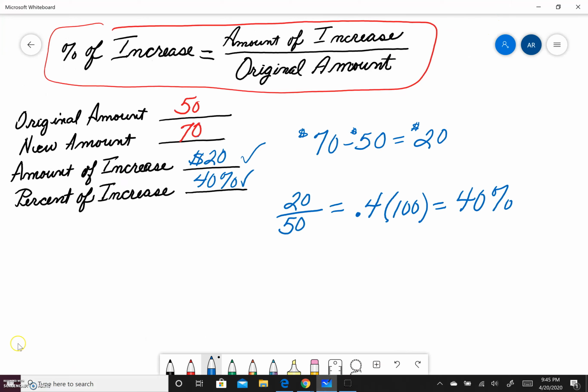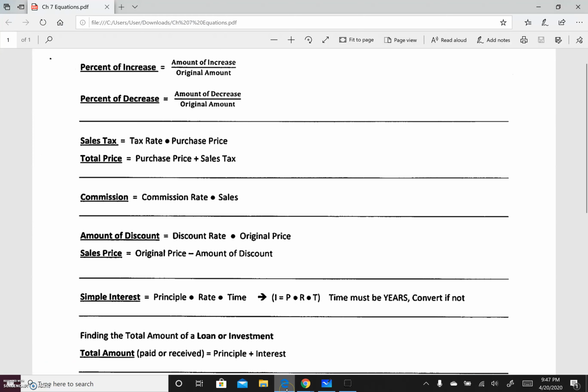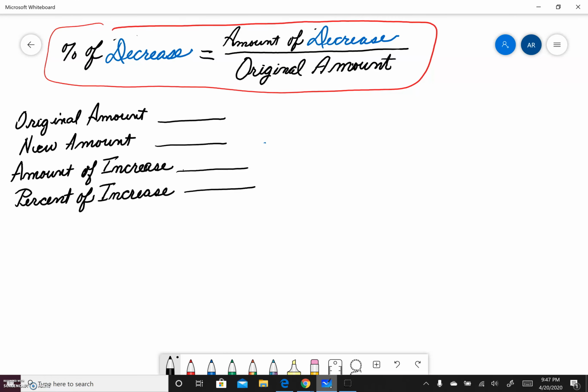Okay, so moving on. Now you're going to have a problem where it's asking for the amount of the decrease and the percentage of that decrease. So again, you can go to your sheet and you'll see there's an equation there at the top for a percent of decrease. But first we need to come up with our amount of decrease before we can use this equation. So if we go back to our problem and we look at it, we're given the original amount is $24 and our new amount is 18.